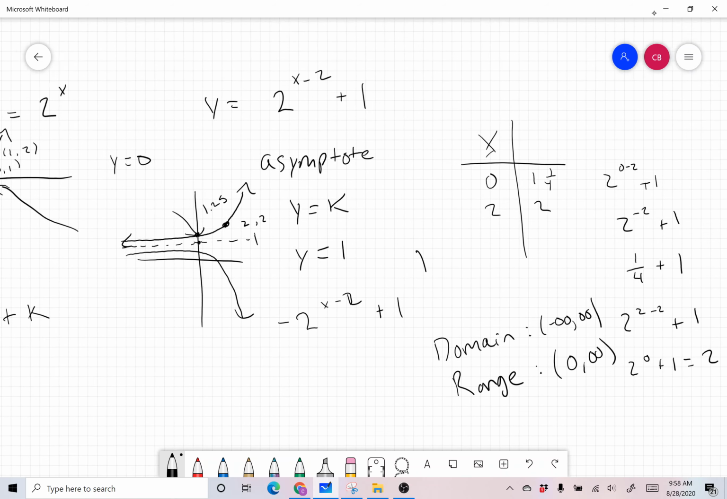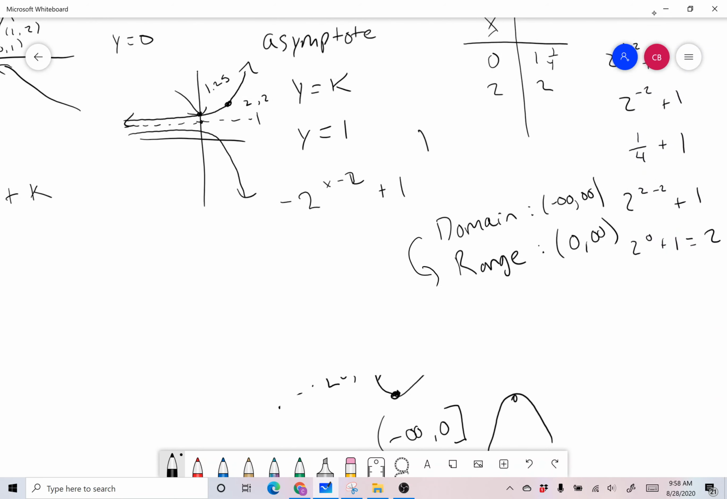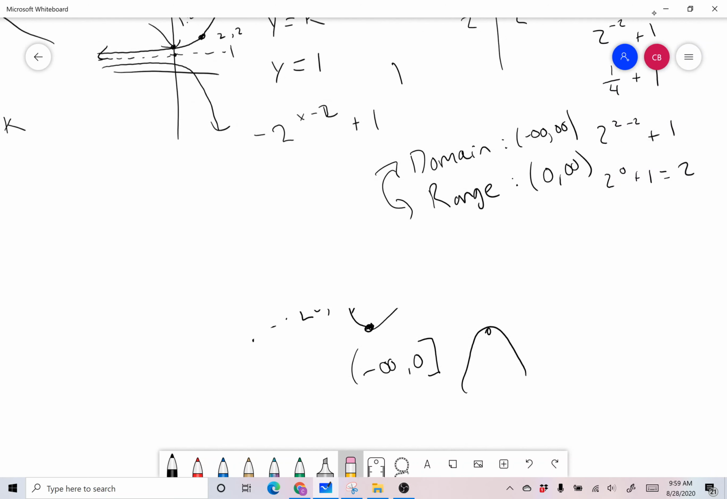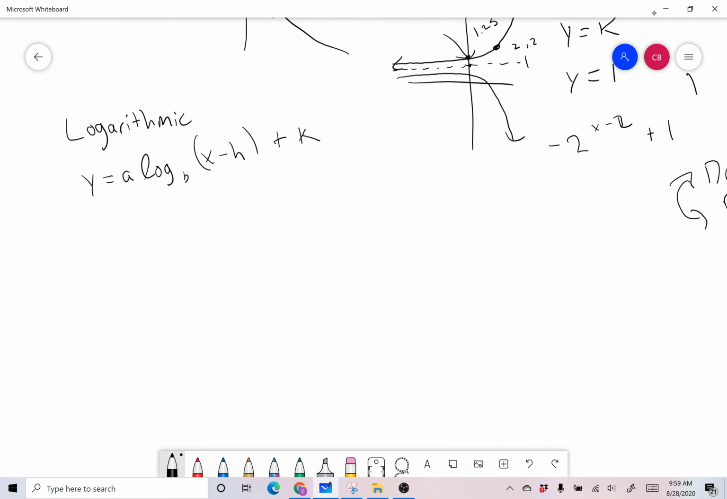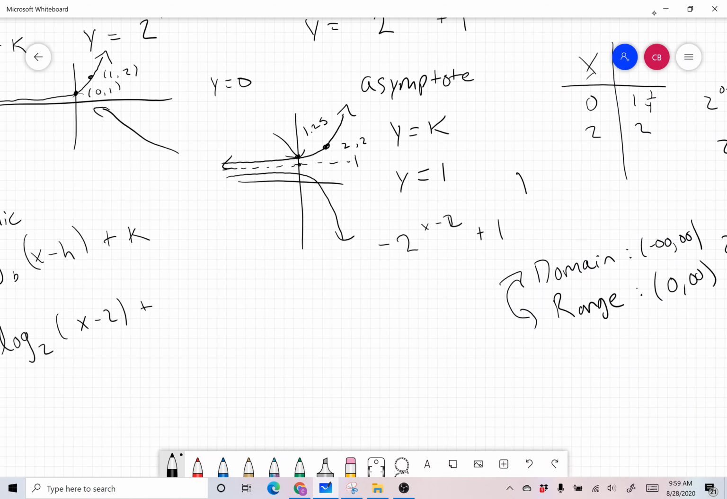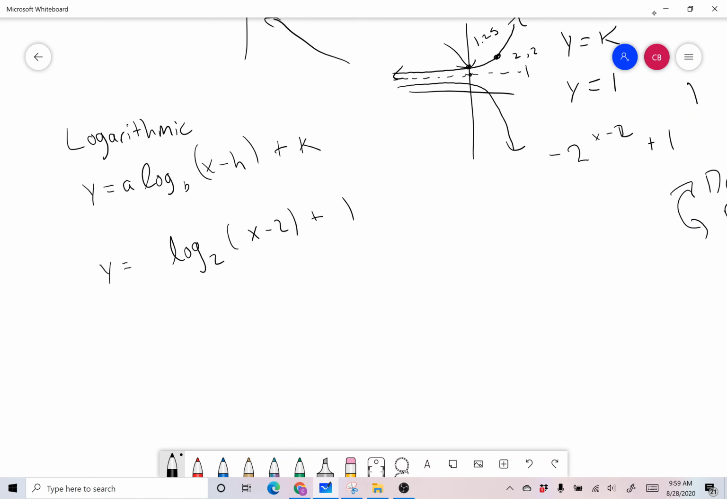With logarithms, it's a little bit different. The domain and range swap because they are inverse functions of each other if you have the right logarithm base. So let's use base 2. We have y is equal to log base 2 of (x minus 2) plus, I don't know, we used 1 here. Let's use 1. In this case, the domain is going to be from the asymptote, which is at x equal to 2, so from 2 to infinity.